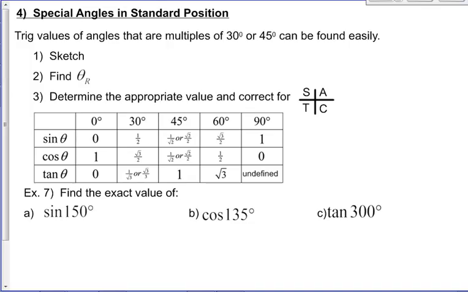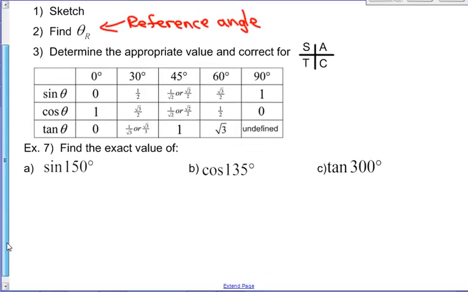Okay, last piece of the puzzle here for angles. When we're looking at trig values for angles that are multiples of 30 or 45, we can find them easily. We need to sketch. We need to find theta r, or the reference angle. We'll use either special triangles or the table to figure out the appropriate value, and then we're just going to correct for whatever quadrant we're in. So I'll show you what I mean here.